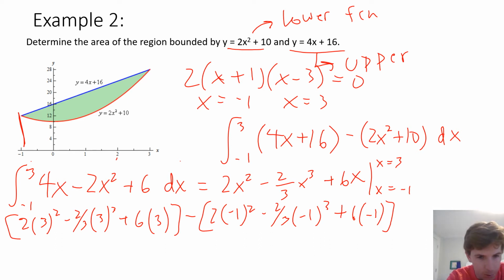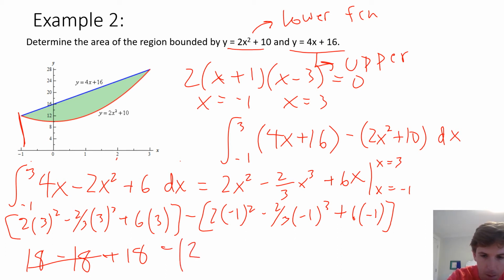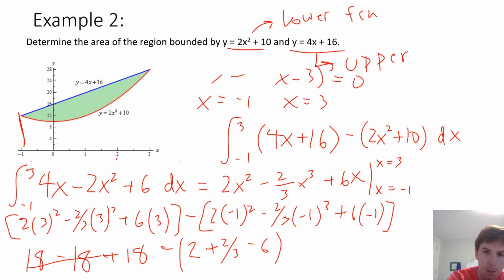All right, so over here we'll have 9 times 2, which is 18, 27 times negative 2/3, which is negative 18, and 6 times 3, which is 18. So that's just going to be 18. And then minus, over here we'll have 2 plus 2/3 minus 6. All right, so let's get some common denominator action here. I'll move my work up to this area.